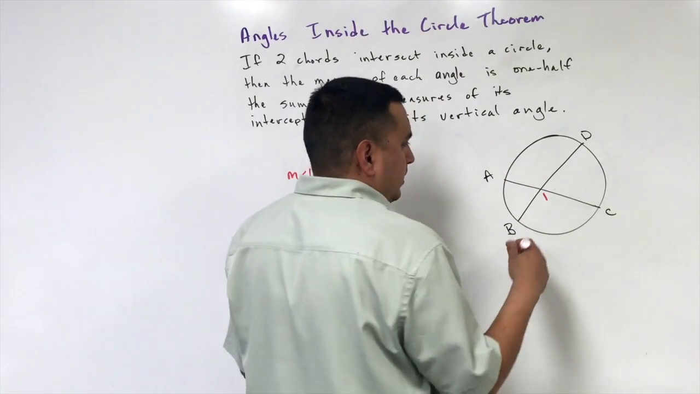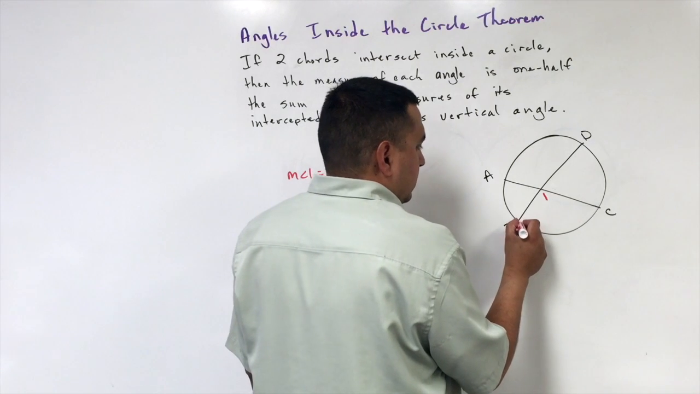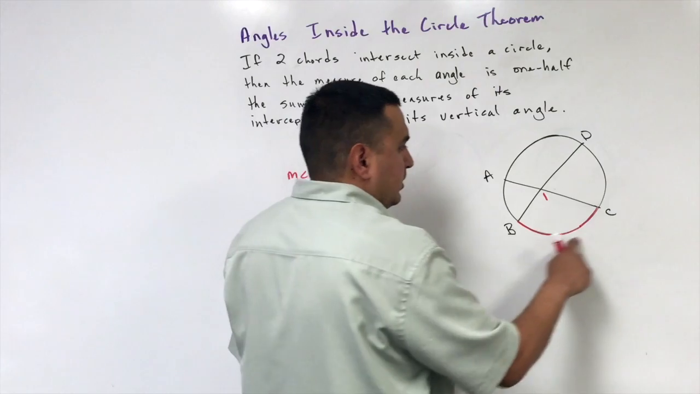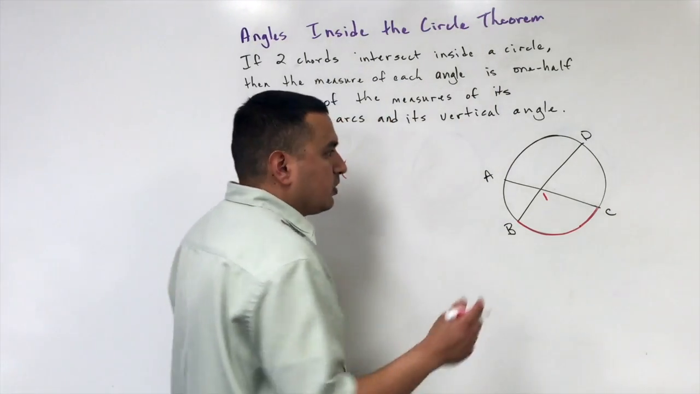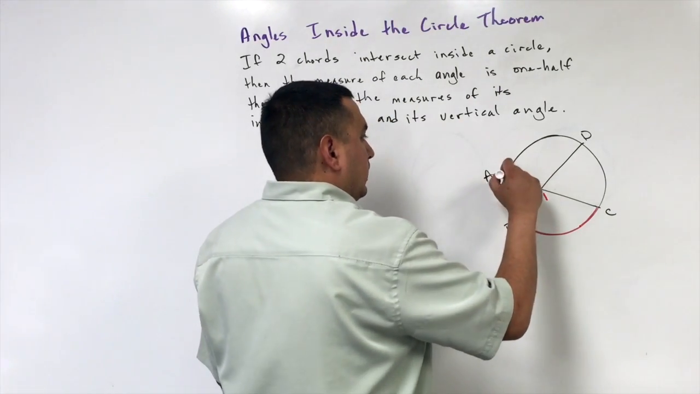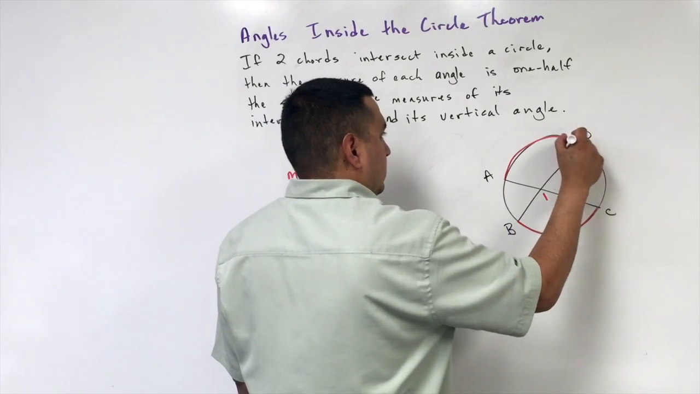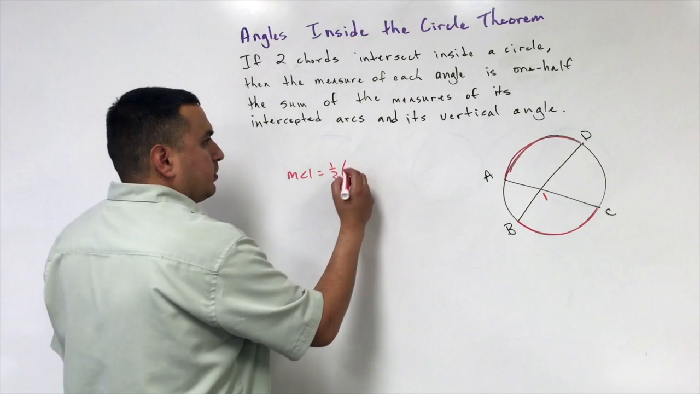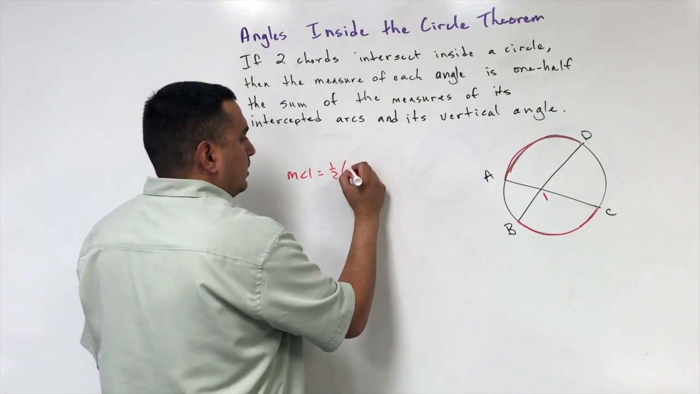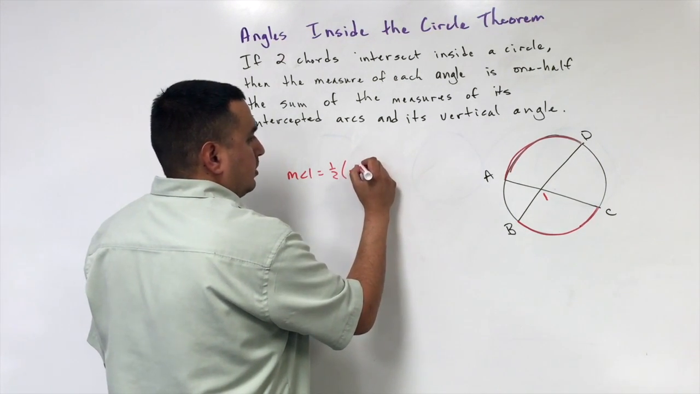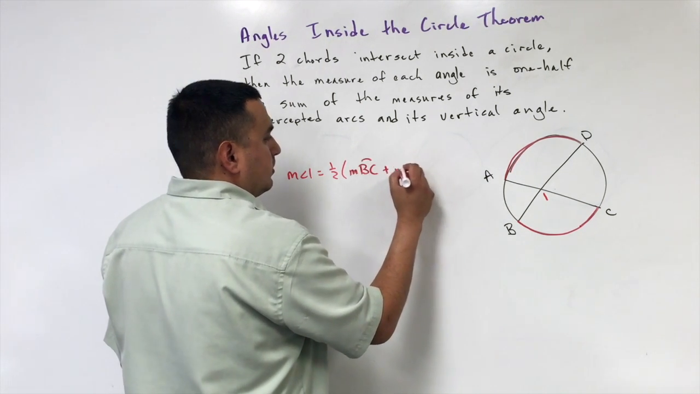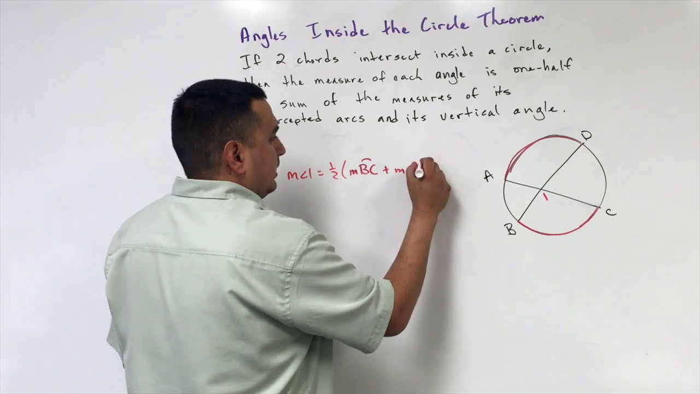So the intercepted arc for this side of angle 1 is BC. But because of the vertical angle on this side, I have to take into account the arc AD as well. So the measure of angle 1 is equal to half of the measure of arc BC plus the measure of arc AD.